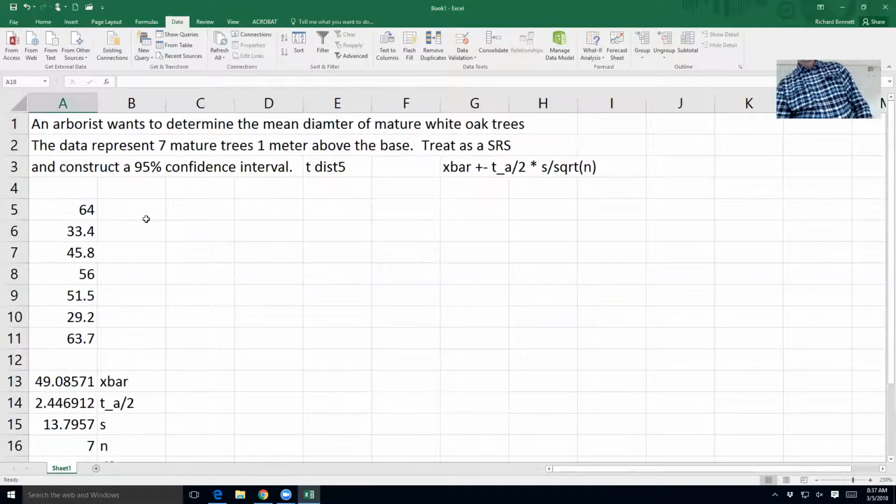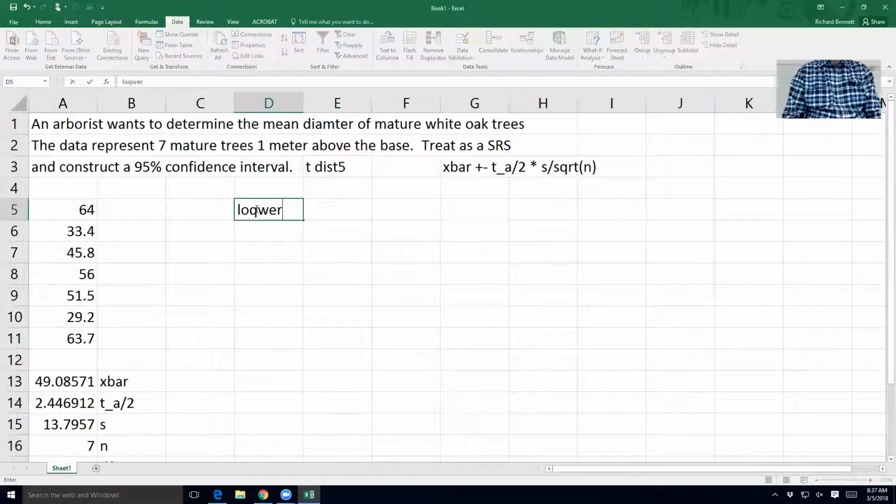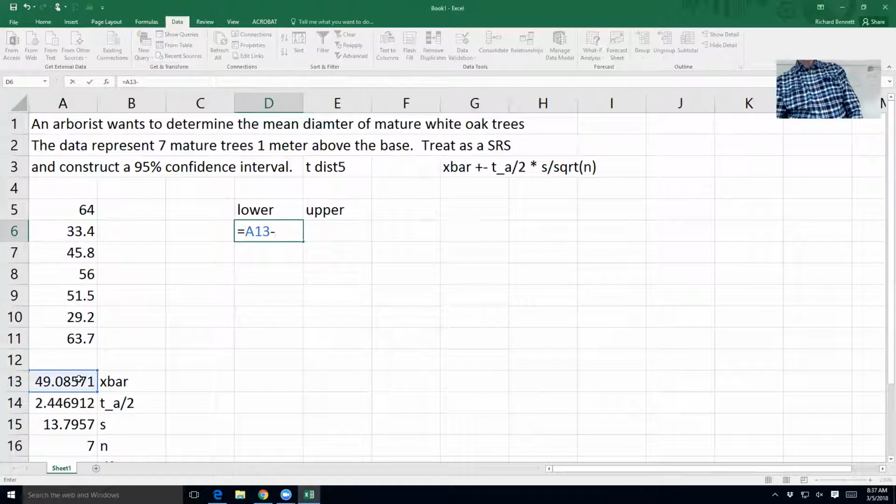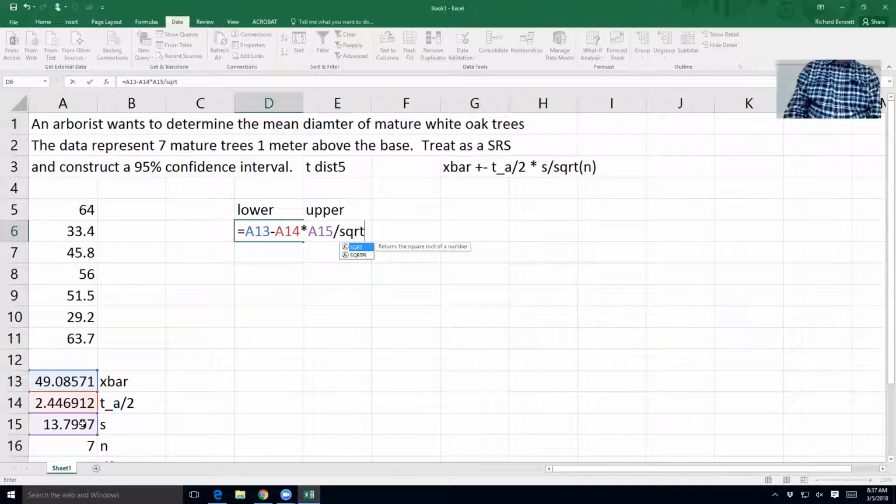Okay? All right, so I'm going to do my lower. I'm going to do my upper. And then I'm going to have you guys interpret this for me for a minute. So my lower is going to be my X bar minus my T sub alpha over 2 times my S divided by my square root of N.